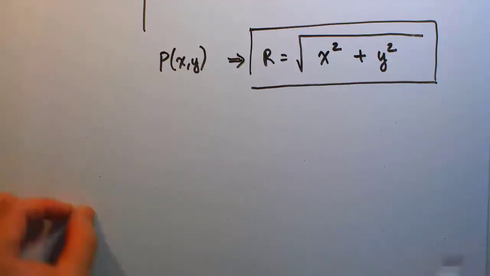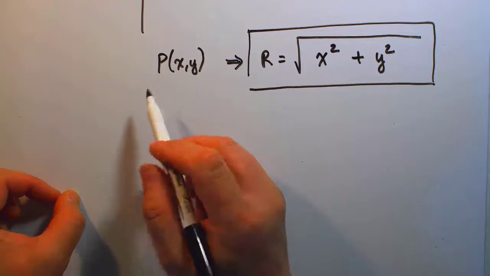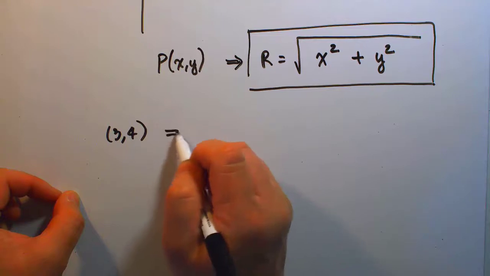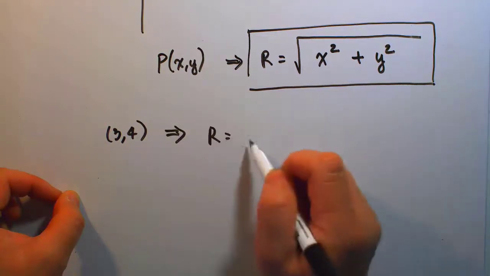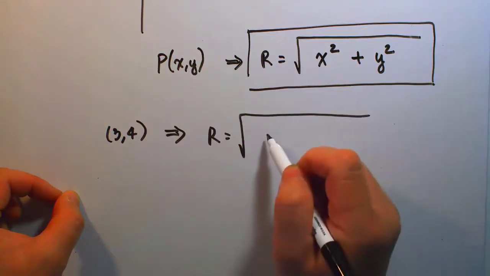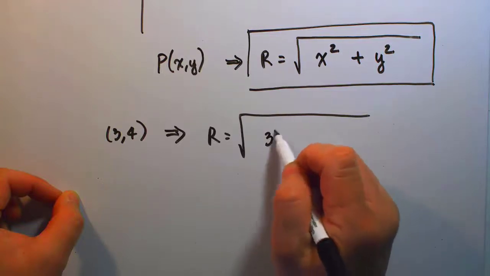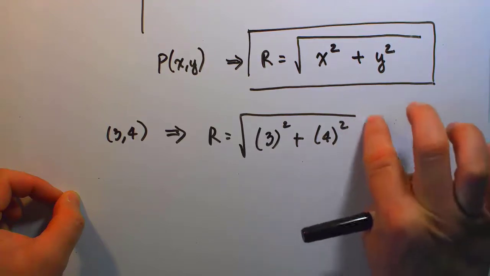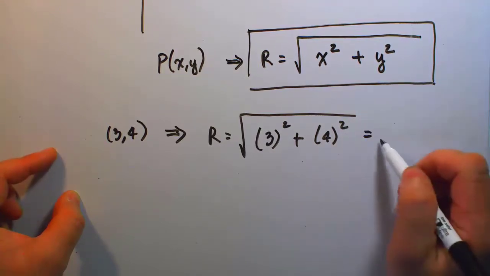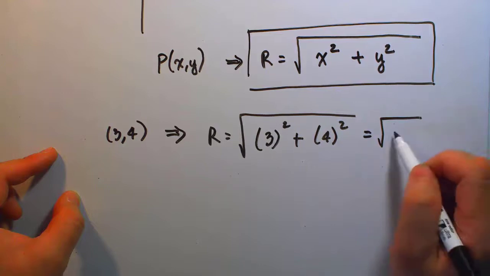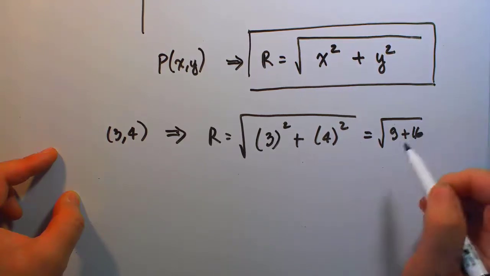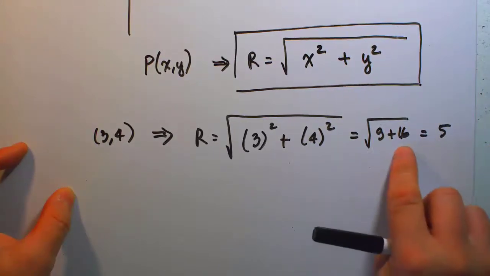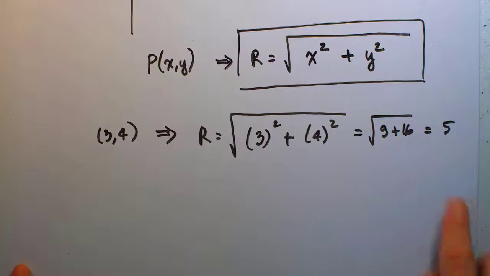And so for the point 3, 4, the radius is the square root of 3 squared plus 4 squared, which is the square root of 9 plus 16. Since 9 plus 16 is 25, and the square root of 25 is overall 5.